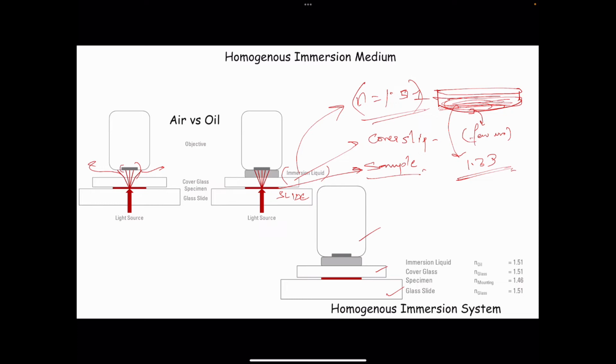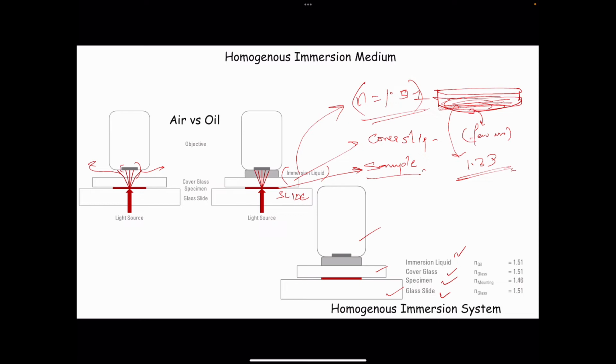Now, what would that problem be? Basically, the physical properties of the medium through which the light rays travel, be it immersion liquid, be it cover glass, be it specimen mounting media, or be it glass slide, all of these media have their physical properties. Now, the physical properties of these media basically decide to what degree the light rays will be refracted. We know the refractive index is a numerical value without unit, which determines the extent to which light will refract when it is passing from one material to another.